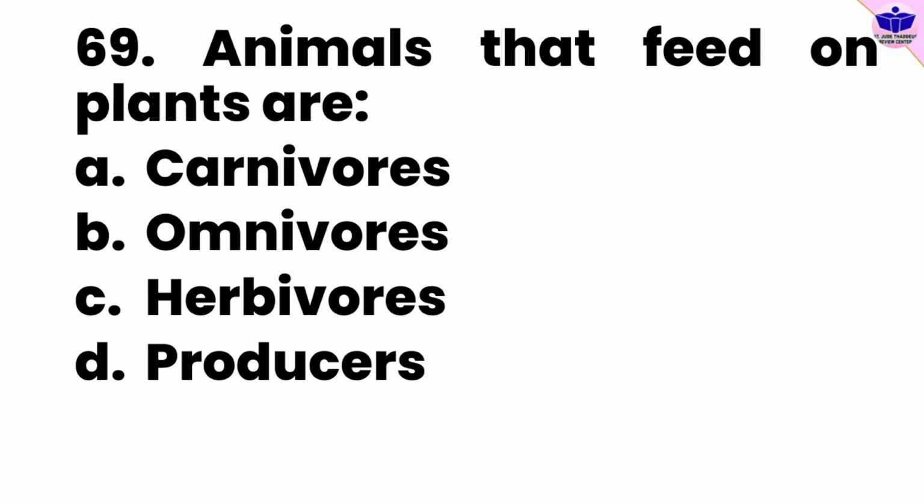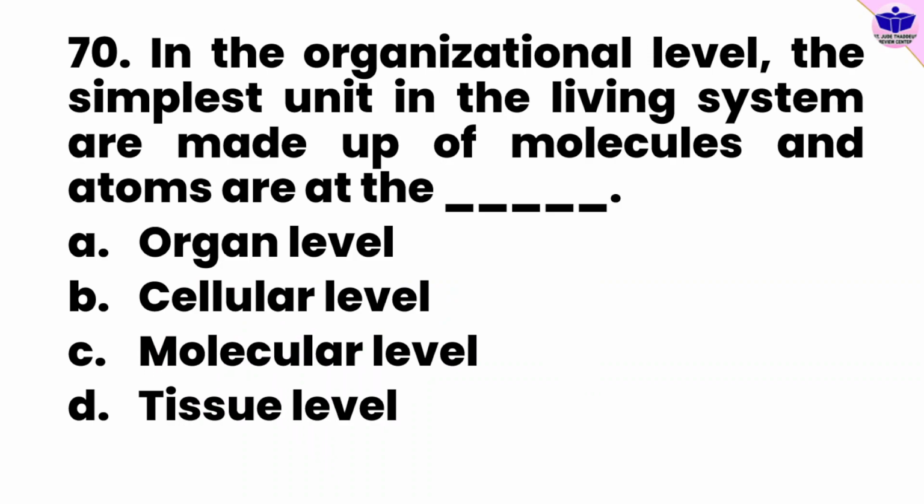69. Animals that feed on plants are A. Carnivores, B. Omnivores, C. Herbivores, or D. Producers. So animals that feed on plants are called, yes, letter C, herbivores. Herbivores, those that eat plants. Carnivores, those that eat other organisms. Omnivores, those that eat other organisms and plants. And D are plants, producers. Number 70.